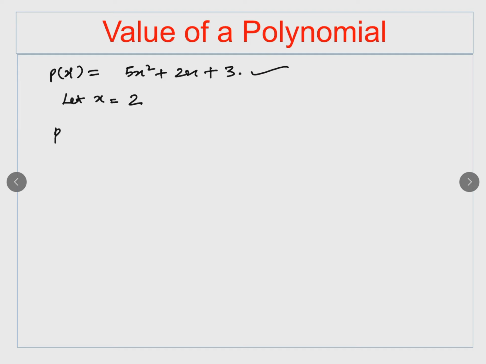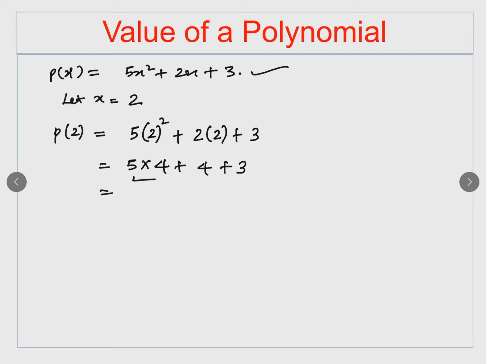So we have p(2) equals 5, and in place of x square we'll write 2 square. Then we have 2 multiplied by x, so in place of x we again write 2, and in the end we have 3. So this will be 5 times 2 square, which is 4, plus 2 into 2 is 4, plus 3. 5 into 4 is 20, plus 4, plus 3, and the answer is 27. So that's how we find the value of a polynomial.